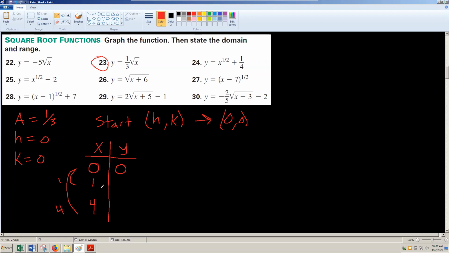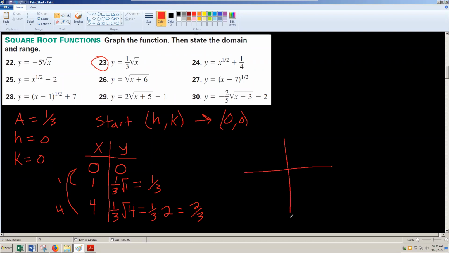So here when I plug in the value of 1, what happens? Well, I get 1/3 root 1. Root 1 is just 1, so this is going to be 1/3. Cool. Now I do it with 4. Now I have 1/3 root 4. Whoops, jumping ahead of myself here. The square root of 4 is 2, so here I have 1/3 times 2, which will give me 2/3.